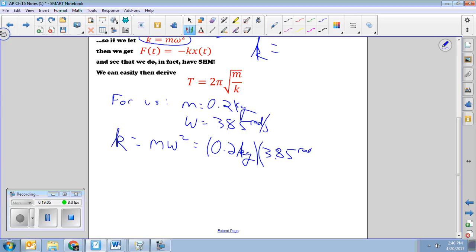3.85 radians per second. Don't forget to square it. Let's see what that gives us. What is it? 2.96. Really? Am I skeptical about that? Oh yeah, that makes sense. Okay, sorry. Okay, any problems up to there? Okay.